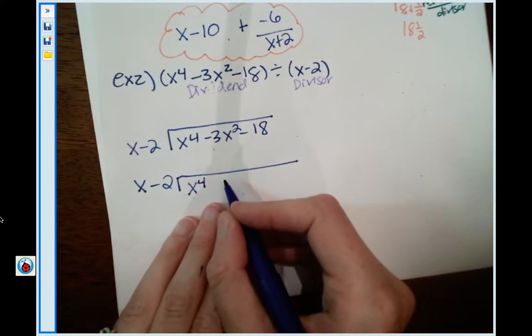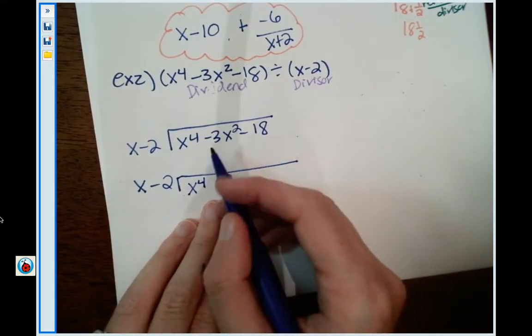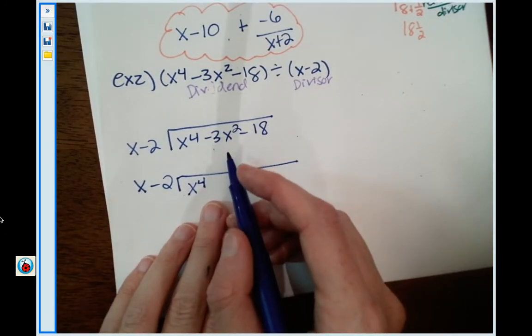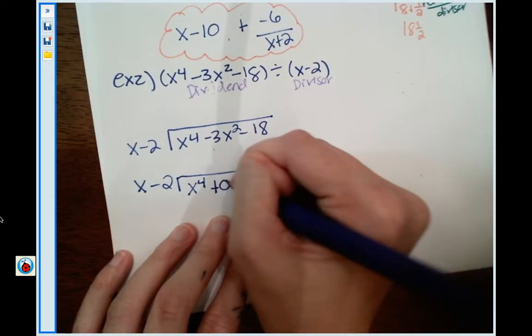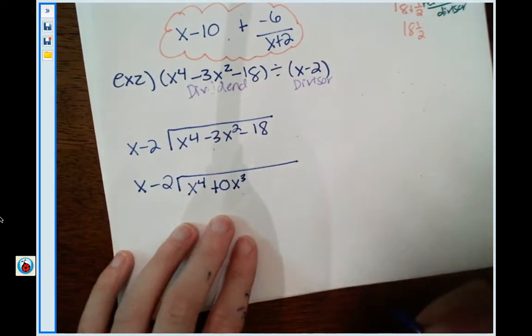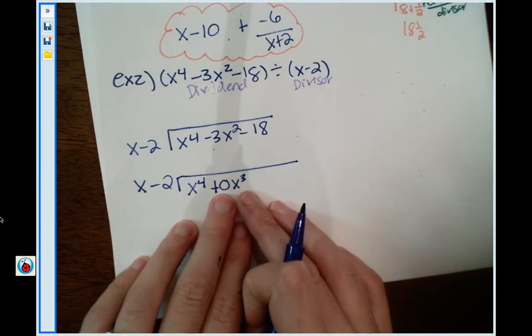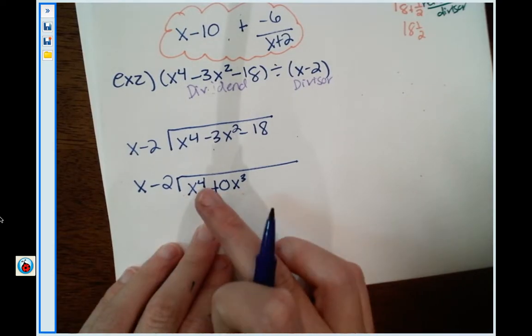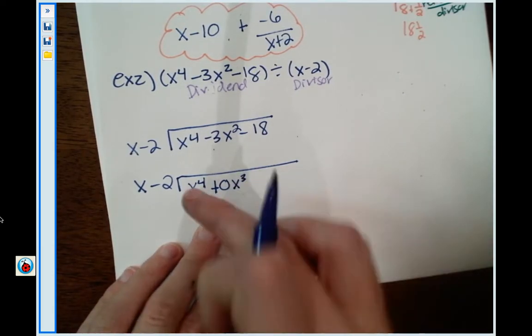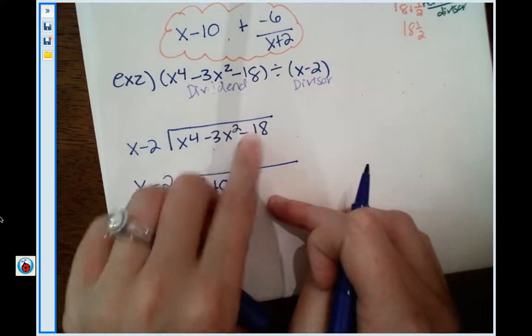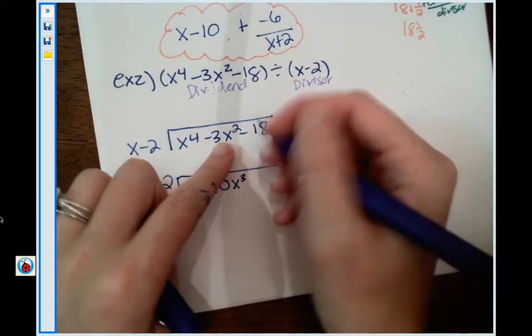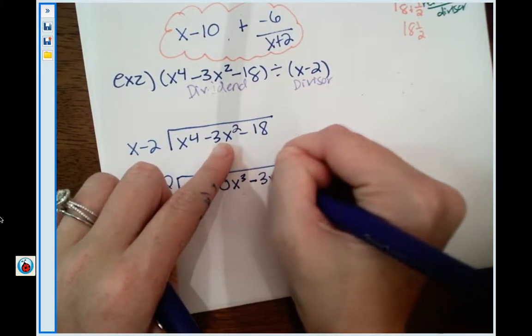The next thing you should technically see is an x to the 3rd, but I don't see one. So I'm going to put a 0 in its place: 0 x to the 3rd. 0 times x to the 3rd is just 0, so it's like I'm actually putting nothing there. Then the next highest exponent I should see is an x squared. I'm going down by 1 exponent each time. So x to the 4th, x to the 3rd, now I see an x squared, so it'd be minus 3x squared.